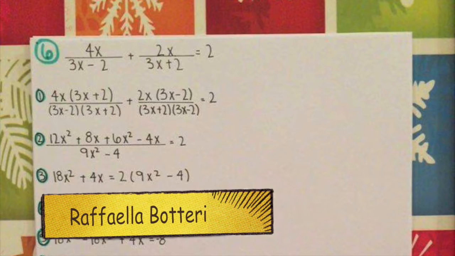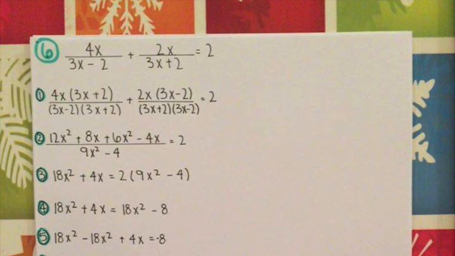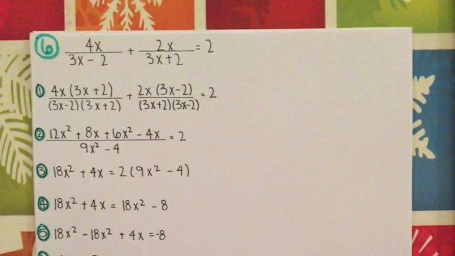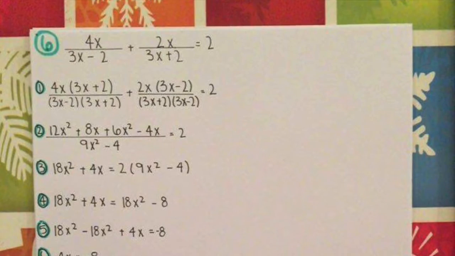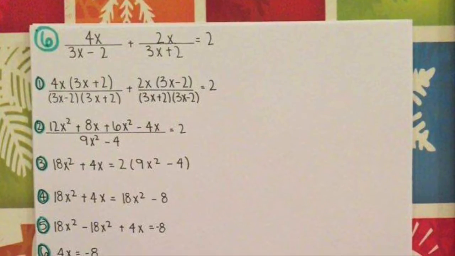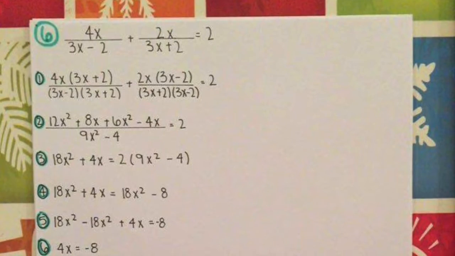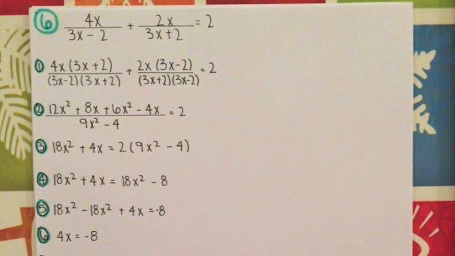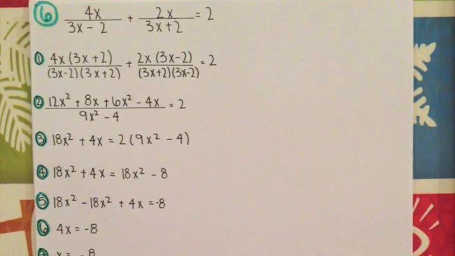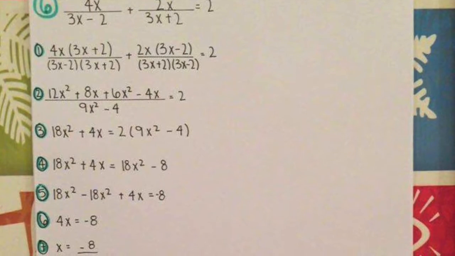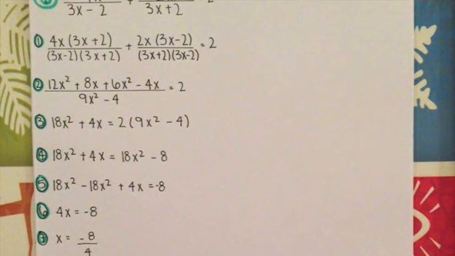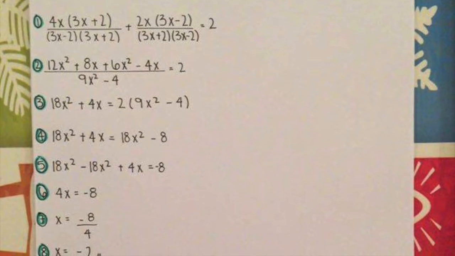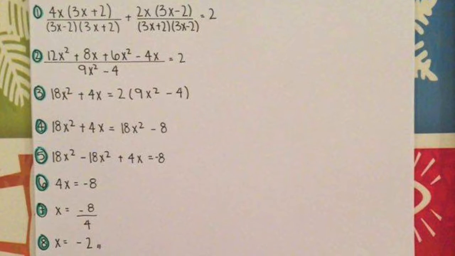Solve the rational expression 4x over 3x minus 2 plus 2x over 3x plus 2 equals 2. The first thing you have to do is find a common denominator for both fractions. So what you do is multiply the denominator of the second fraction with the denominator and numerator of the first one. And you do the same with the denominator of the first one to the second fraction, which you would have equal to 2. Then you multiply for that and you will be left with 12x squared plus 8x plus 6x squared minus 4x over 9x squared minus 4 equals 2.